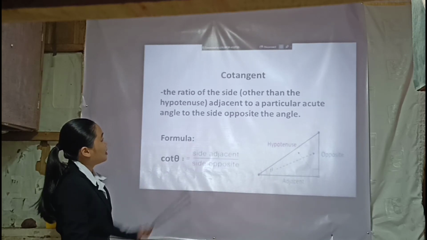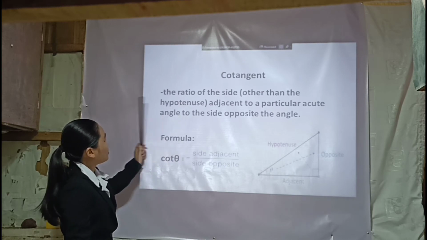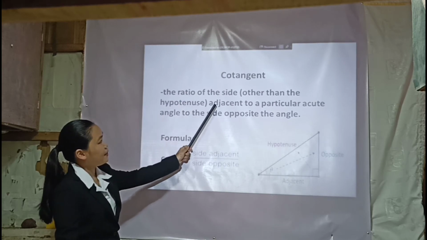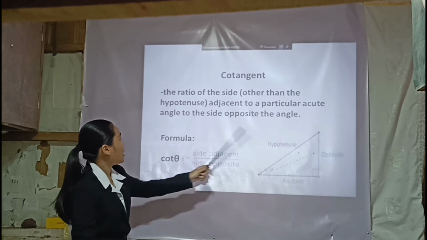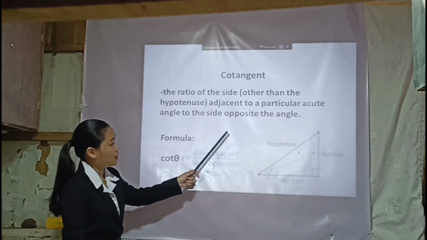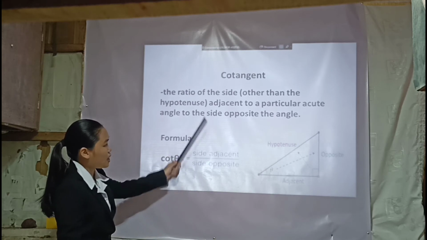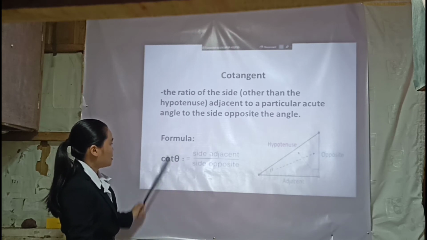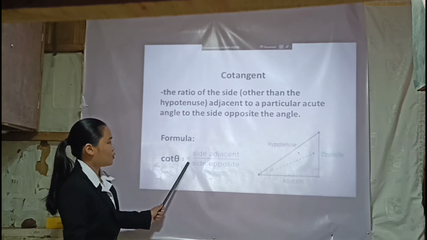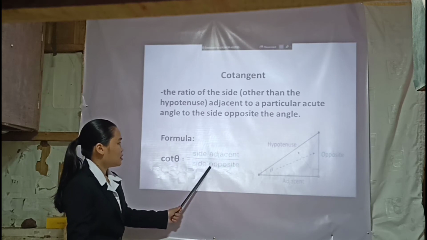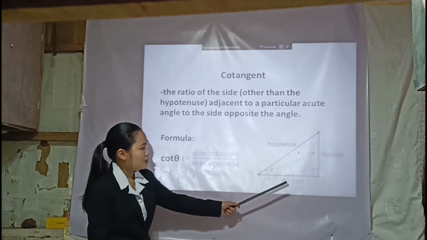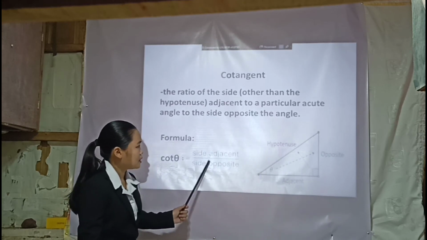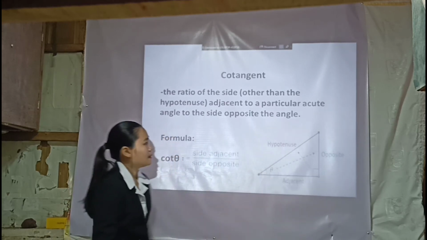Next is cotangent. Cotangent is the ratio of the side other than the hypotenuse adjacent to a particular acute angle to the side opposite the angle. So, the formula of cotangent is cotangent theta equals side adjacent over side opposite. So, adjacent over the opposite.